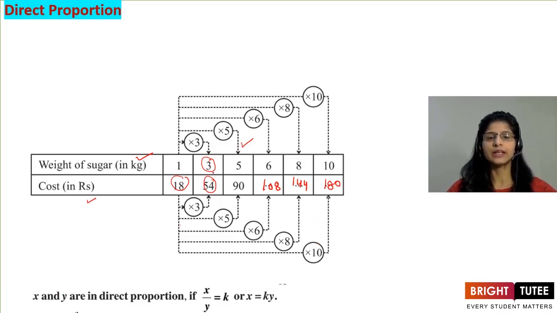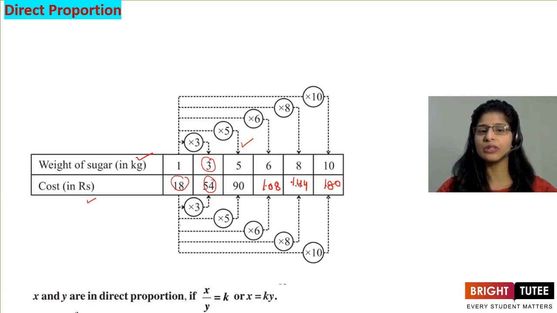We observe that 3 upon 54, 5 upon 90, 6 upon 108, 8 upon 144, 10 upon 180. These are all equivalent fractions of 1 upon 18. When you convert them into simplest form, you're going to get 1 upon 18. 3 upon 54, cancel it with 3. 3 ones are 3 and 3 eighteens are 54. So 1 upon 18 every time you are going to get.